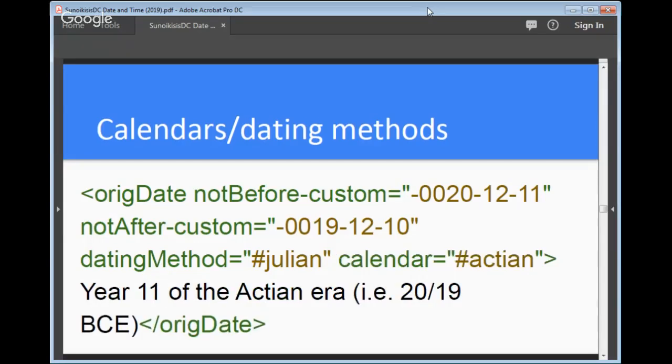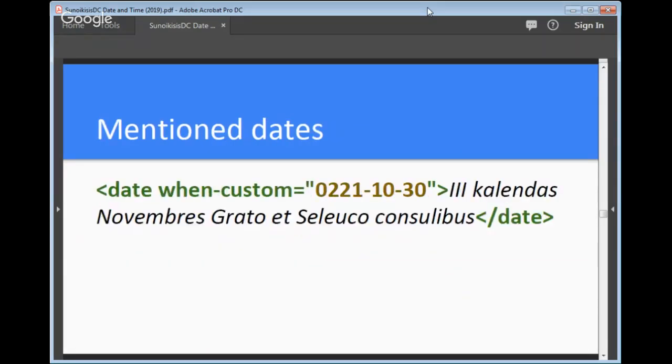We could also say that if the text says year 11 of the Actian era, we can say this is the calendar that it's talking about, and we're normalizing it to the Julian calendar rather than the Gregorian one. So there you see those two attributes, dating method and calendar, both used side by side and saying different things, as I explained. So just a couple of examples then of mentioned dates. Here's a text which mentions a date very specifically, but we're normalizing it, as we always do with reference to ancient dates, to the Julian calendar. So we use when custom rather than just when, which we normalize to the Gregorian calendar.